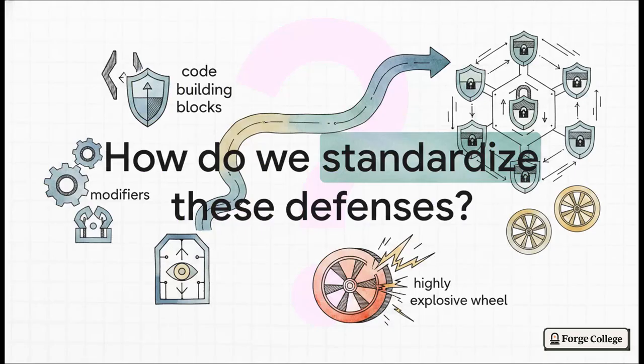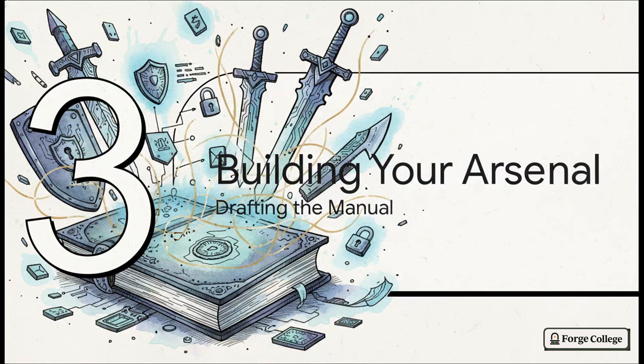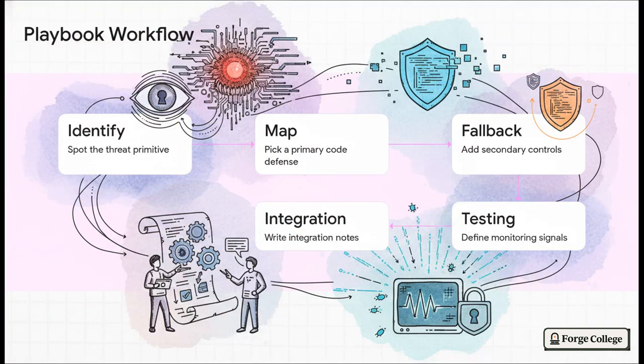So, we've got the defensive building blocks, right? The code snippets, the modifiers, the guards. But how do we actually standardize them so future integrators on your team don't accidentally reinvent a highly explosive wheel? Well, that brings us to section 3, building your arsenal, drafting the manual. To build an effective playbook entry, you just need to follow this 5-step workflow.